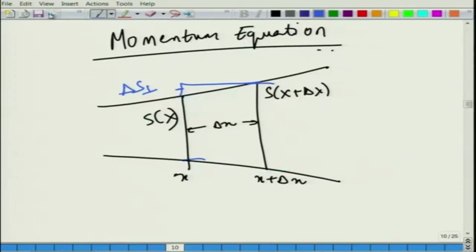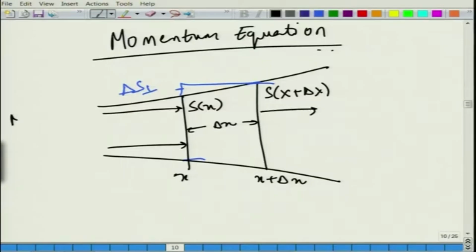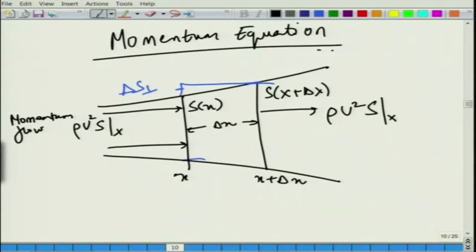So, we need to identify the forces that act on each of the faces. We need to identify the force that acts on the face here and the forces that act here. So, now momentum flow, the force due to momentum is basically rho u square S at x, but then there is a fluid flow that is going in this direction, rho u square S at x plus delta x.